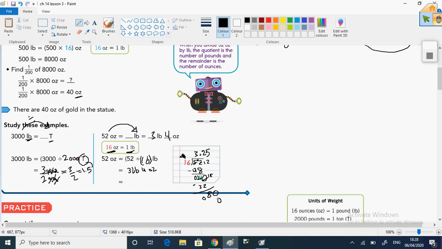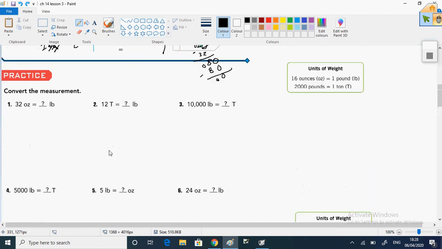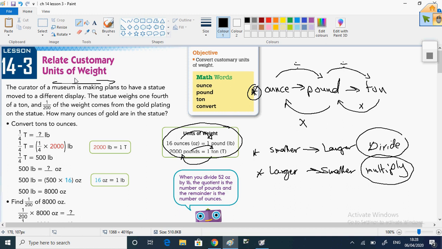5 times 6 is 30, 5 times 1 is 5, with 3 is 8. So I have exactly 3.25 lb. You can choose any way you want: 3 lb and 4 ounces left over, or you can say 3.25 lb. Now let me solve some problems in front of you to convert measurements of weight.